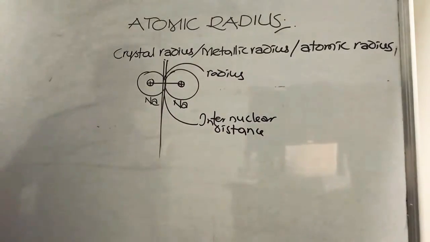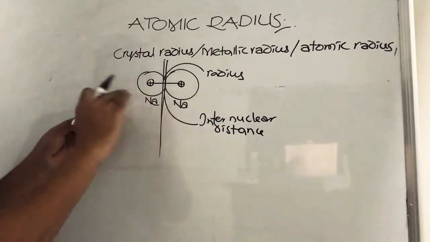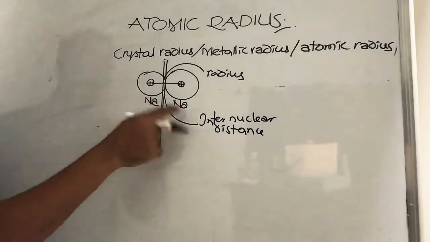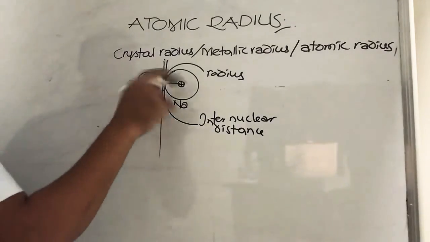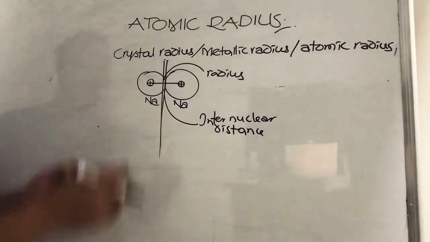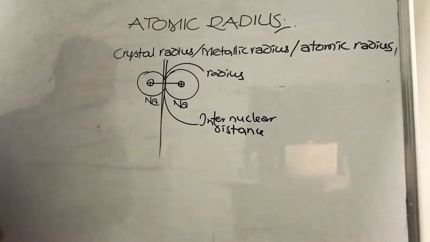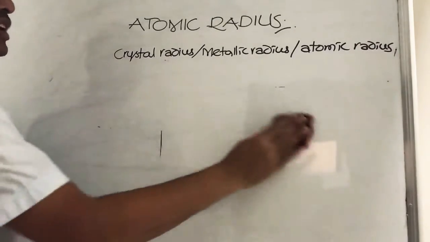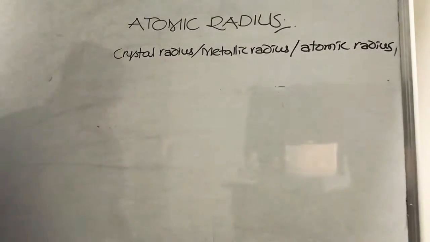Taking a single atom and calculating the atomic radius is impossible. So half of the internuclear distance between two metal atoms, there will not be any kind of overlapping, just side by side the atoms will be there, and half of the internuclear distance you can consider as atomic radius, or you say metallic radius, or you can say crystal radius. This is the first one.